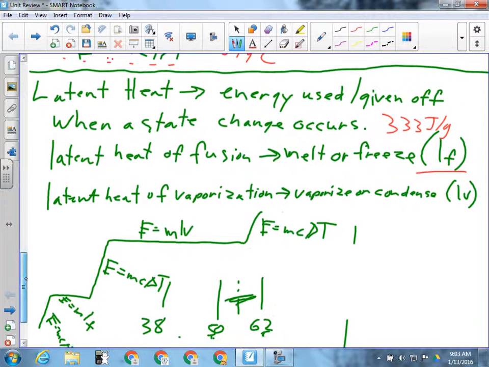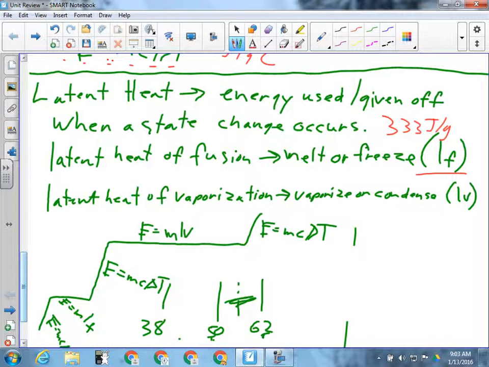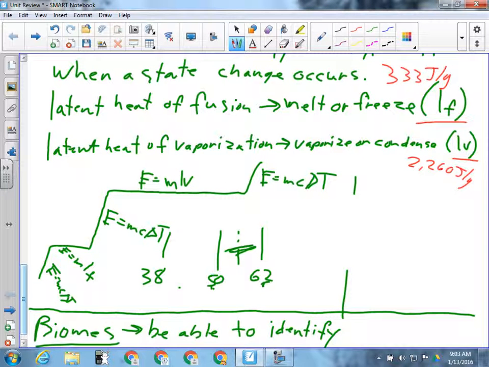Okay, and then the latent heat of vaporization, that has to do with evaporation, vaporization, or condensation, and that's LV, and that one's 2,260 joules per gram. But again, those numbers will be given to you on the front of the test, so you don't have to memorize them. Okay, and then we talked about here, the heating curve of water.